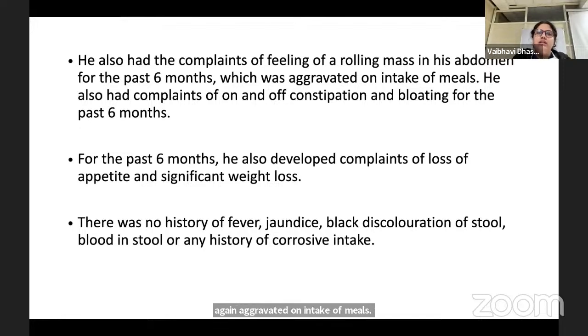The patient also had associated symptoms of on and off constipation and a feeling of bloating after intake of meals for the past 6 months. He has also since then developed loss of appetite. Initially, the patient used to take 3 square meals a day, but now he is not even able to consume 1 full roti in a day. This was also associated with significant weight loss, which was initially noticed by loosening of clothes, and then the patient started documenting his own weight and reported a weight loss of approximately 10 to 15 kgs over the past 3 months. There was no history of fever, jaundice, black discoloration of stool, blood in stool, hematemesis, or history of corrosive intake.